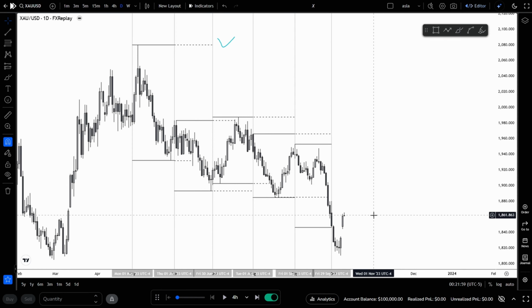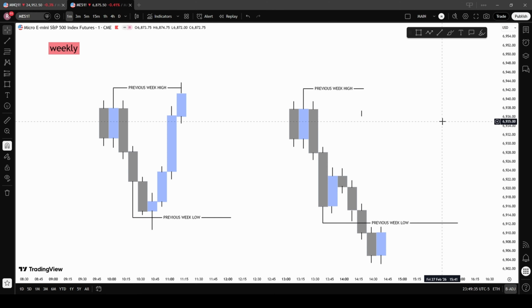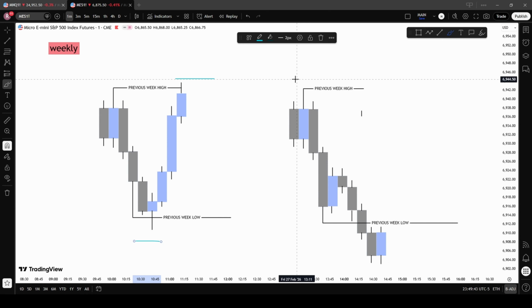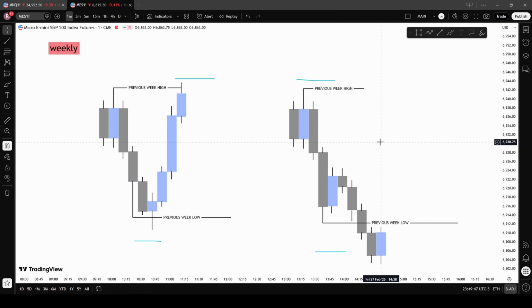Now getting back into the PDF, the exact same concept applies on the weekly time frame. Just like we used previous month's high and low as external liquidity, we can use previous week's high and previous week's low in the same way. The only difference is the time frame, not the logic.